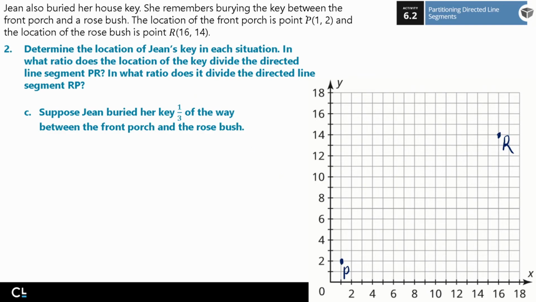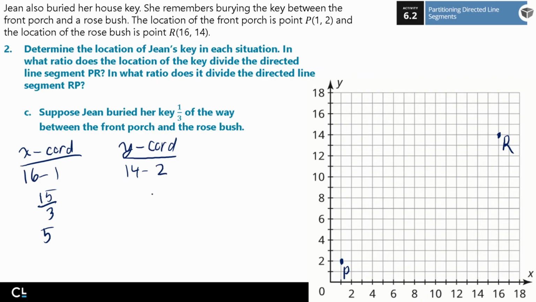Right? And what we're going to do is the same thing we did last time. We find the difference between the points for our x coordinate: 16 minus 1 gives me 15, and we divide that by 3, which gives me 5. So we're going to add 5 to my x. The y coordinate is 14 minus 2, which gives me 12, divided by 3, which will be 4. Wow, that worked out easy for us, both numbers.